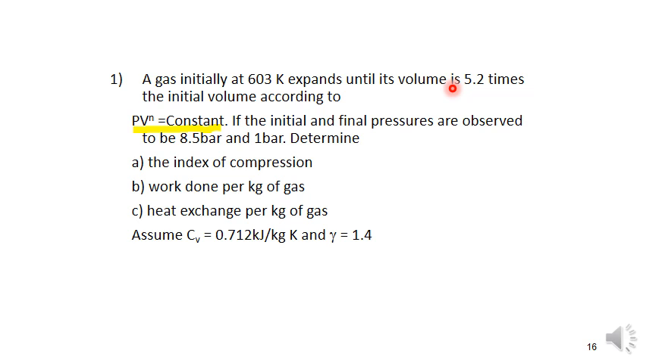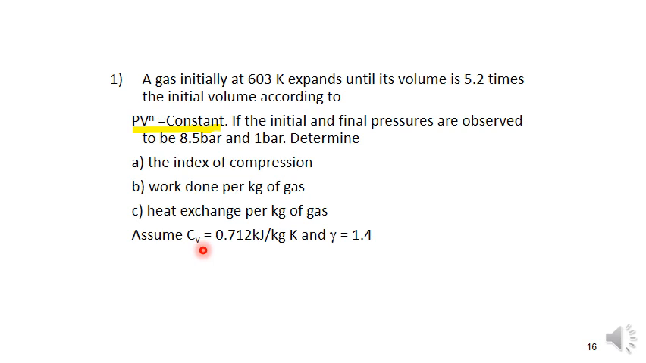They gave the condition V2 is equal to 5.2 V1, and according to PV^n equal to constant, this condition states that it is a polytropic process. They gave P1 and P2; here the pressure is decreasing and the volume is increasing. Determine the n value, W value and the Q value.